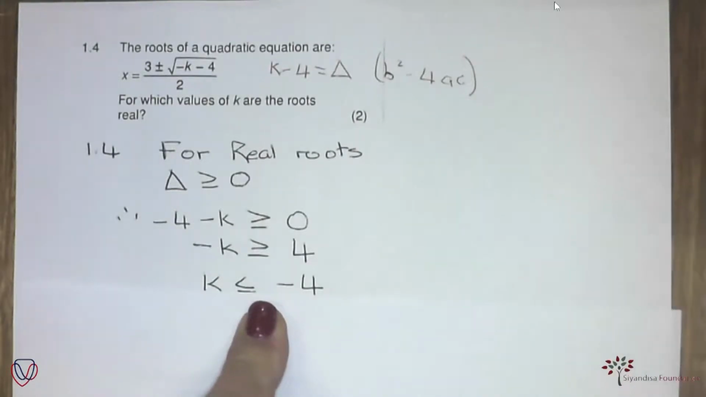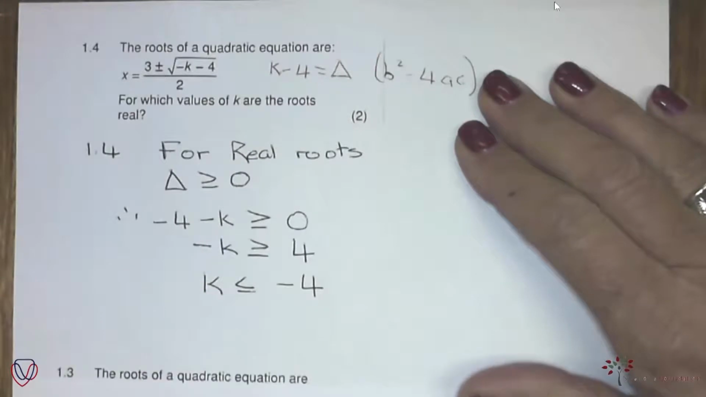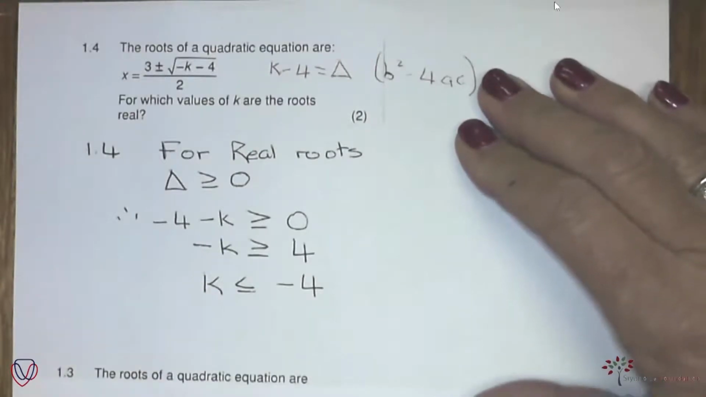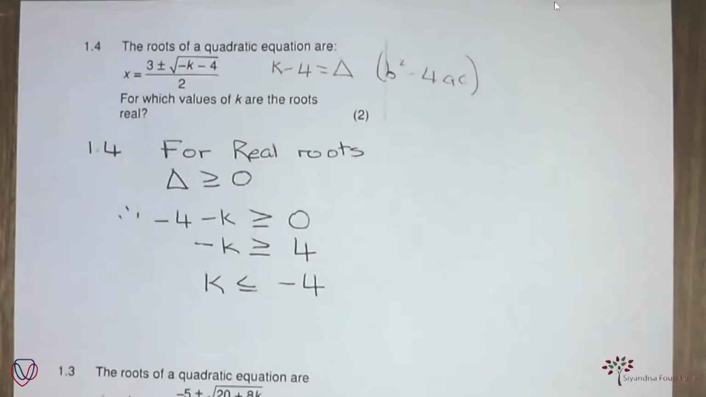Very easy. Your delta was given to you. Okay, right, people? Let's have a look at another example of those. The roots of a quadratic equation are given by this. Okay. I used 4 different papers from different provinces to get all my examples.